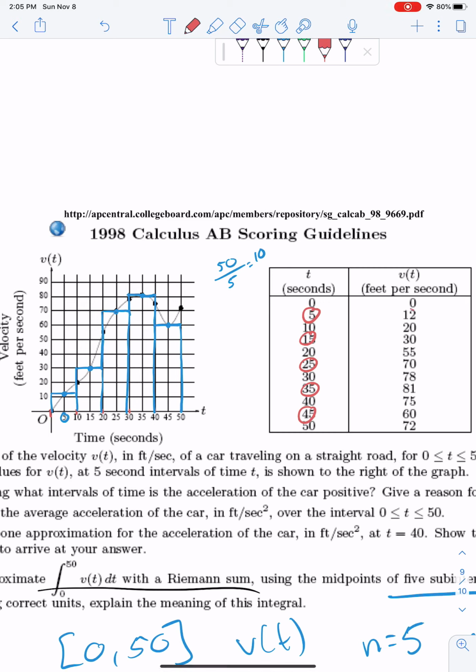So at 5, my height is 12. So this height is 12. At 15, my height was 30. At 25, my height was 70. At 35, my height is 81. And at 45, my height is 60.